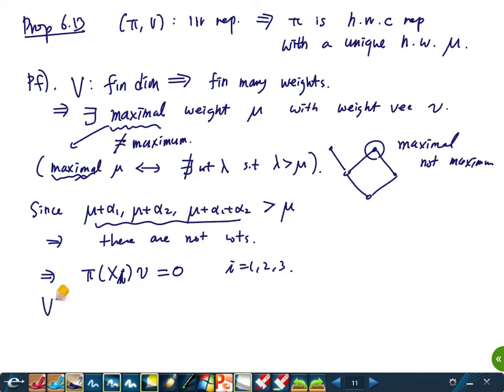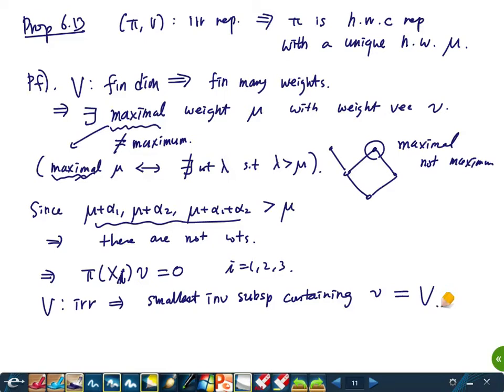And V is irreducible. That means the smallest invariant subspace containing v is what? It must be V, because otherwise it's going to be an invariant subspace, contradicting irreducibility. So V satisfies all the conditions for a highest weight cyclic representation with weight mu. That's the proof.